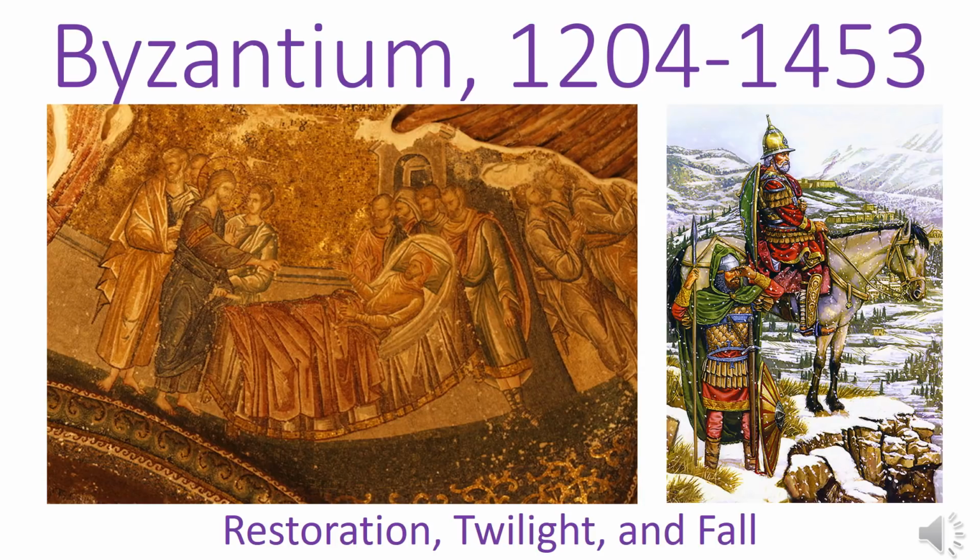Today we're completing our overview of Byzantine history, and we're tracing the development of the Byzantine Empire from 1204 to 1453. On the left is a mosaic from the late Byzantine period. We can see that in this mosaic there's more movement than we saw in previous Byzantine art, such as the famous mosaic of Justinian at Ravenna.